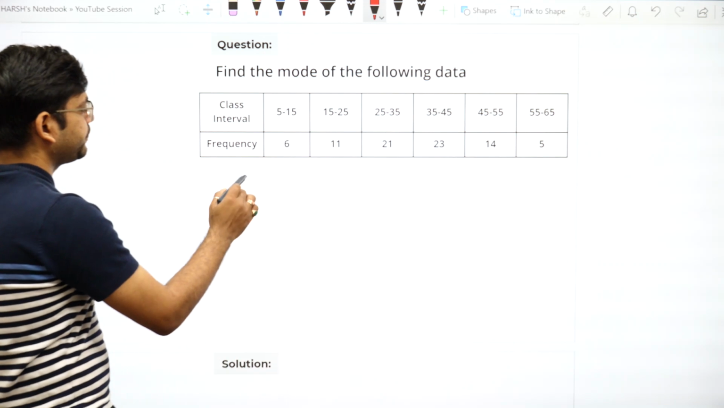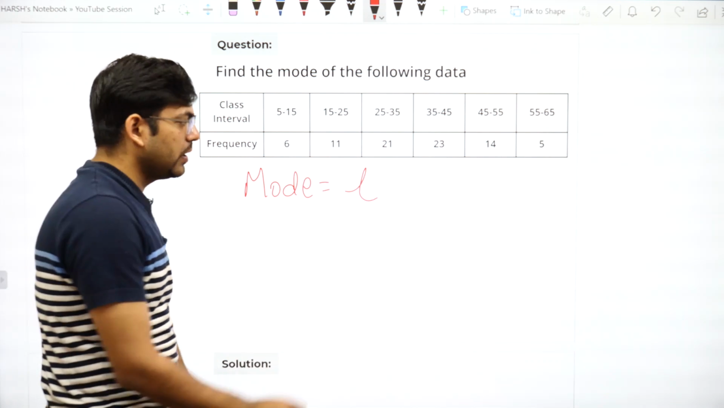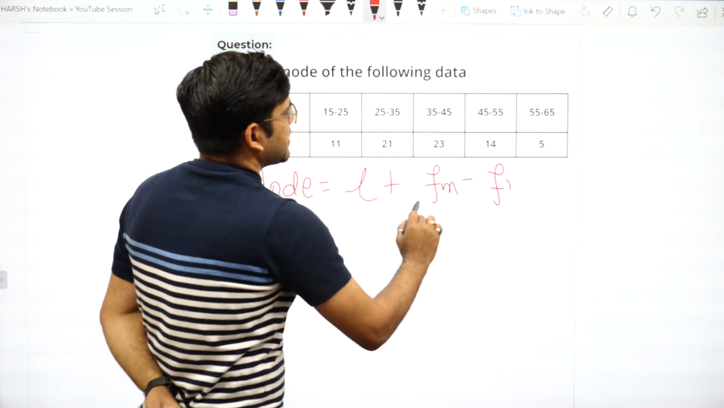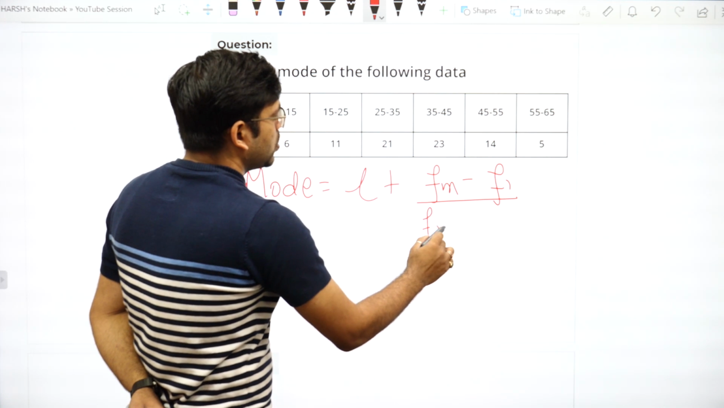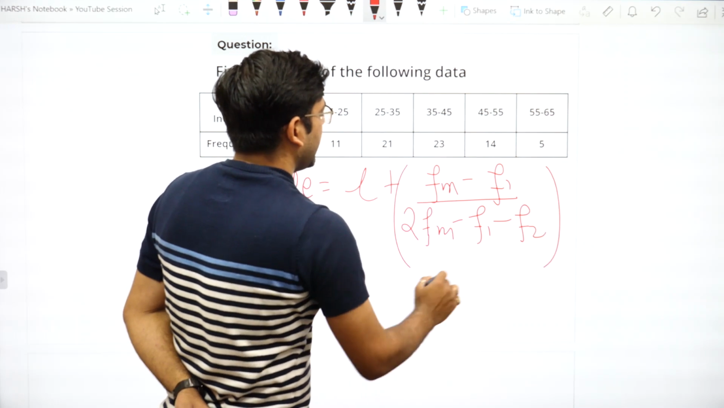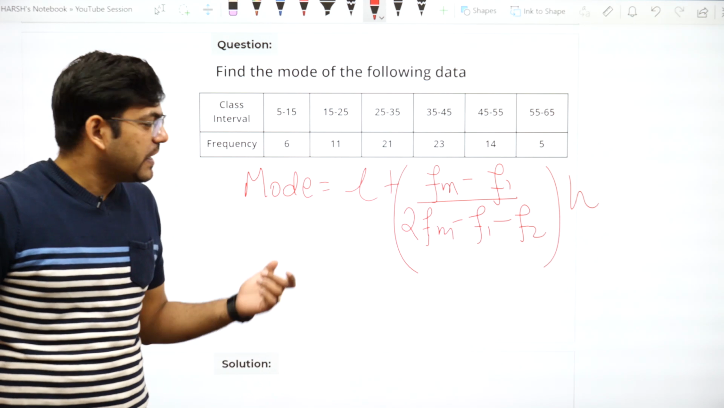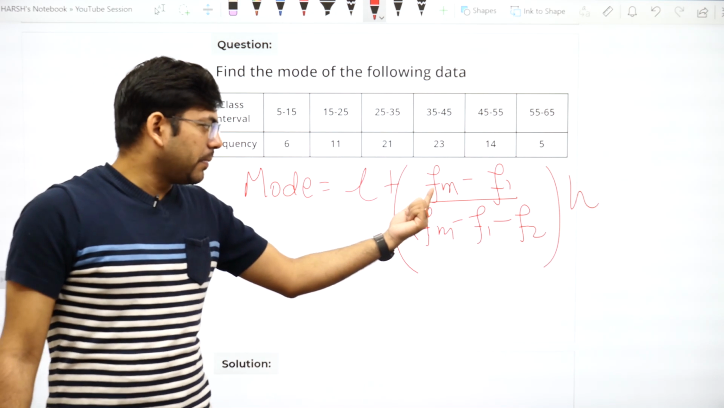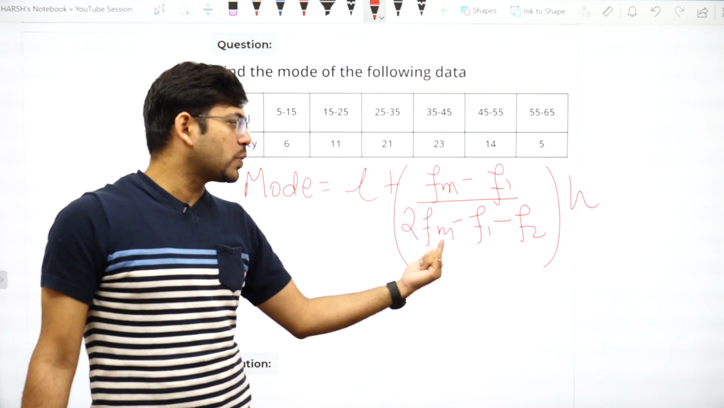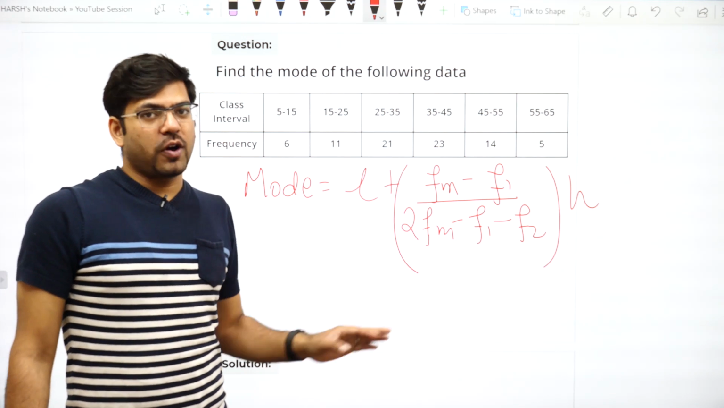I'm just writing it down. Mode is equal to L, lower limit, plus Fm, frequency of modal class, minus F1 divided by 2 times Fm minus F1 minus F2, isn't it? And into H. So in multiple books, in different kinds of books, this formula might vary because they will be writing F1 minus F0 divided by 2F1 minus F0 minus F2. But everywhere, the meaning of those formulas would be the same.